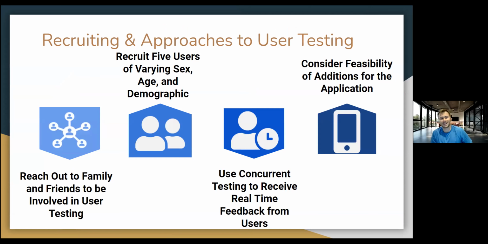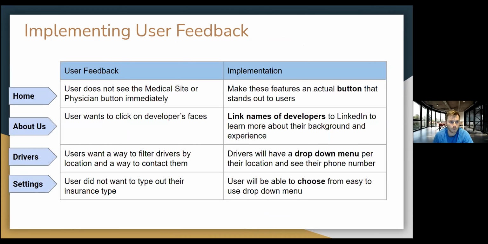Something about the user testing that we've done, and some of the recruiting methods: we reached out to friends and family to be involved in our user testing. We recruited about 5 different users of varying sex, age, and demographics. This was great to best understand the purpose of this application. We used concurrent testing to receive real-time feedback from our users, and we also considered the feasibility after our user testing of how to implement this into our application. Now to go over how we implemented some of that feedback in each of the different tabs, which Alana will show in a second.